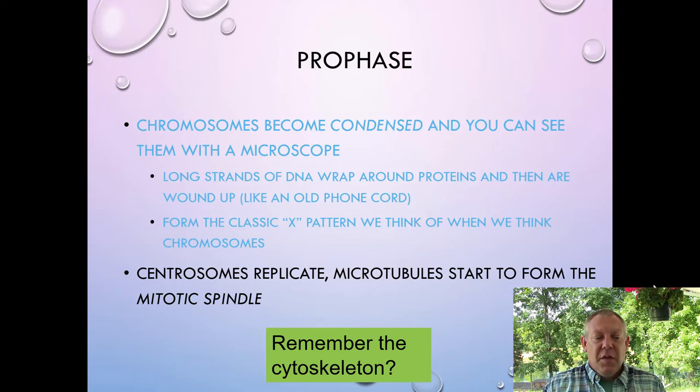Also during prophase, this is when the centrosomes replicate, and this is just a small organelle in the cell. We haven't really talked about them yet. But the centrosomes start to build big microtubules to build something called the mitotic spindle. You do remember, we talked about the cytoskeleton a little bit, and we talked about microtubules were the biggest fibers that made up the cytoskeleton. And we talked about it's the internal scaffolding within the cell, and when things move around the cell, they often move along these fibers. Well, this is a good example. And so during prophase, we use these microtubules to form this mitotic spindle, which is going to help us move chromosomes around the cell.